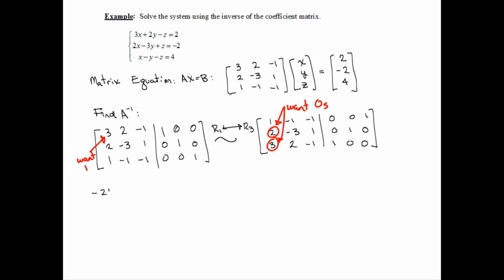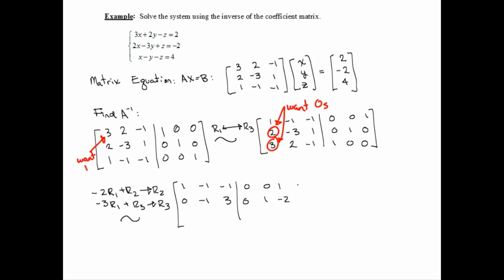So negative 2 times row 1 plus row 2 into row 2. That'll give us a 0 in the second row. And then negative 3 row 1 plus row 3 into row 3. That'll give us the 0 in the third row. And this is the matrix that you should get when you do your row operations.